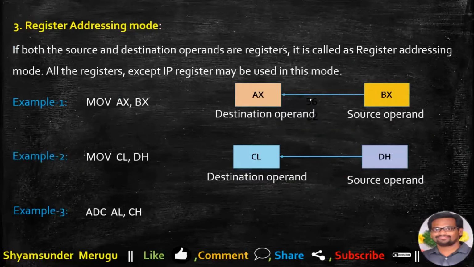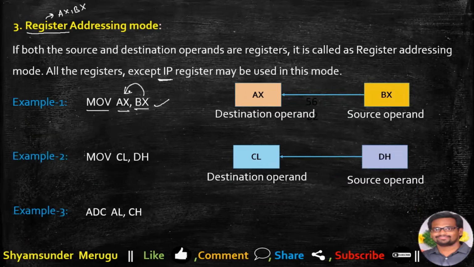The third one is register addressing mode. Register always indicates the registers, right? So here if you take AX and BX, the instruction will contain the source and destination operands as registers only. In this case, we should not use the instruction pointer register as one of the operands of register addressing mode. That is the only condition, right? Now what will happen when this particular instruction is executed? The contents that are available in BX will be moved to the AX register.